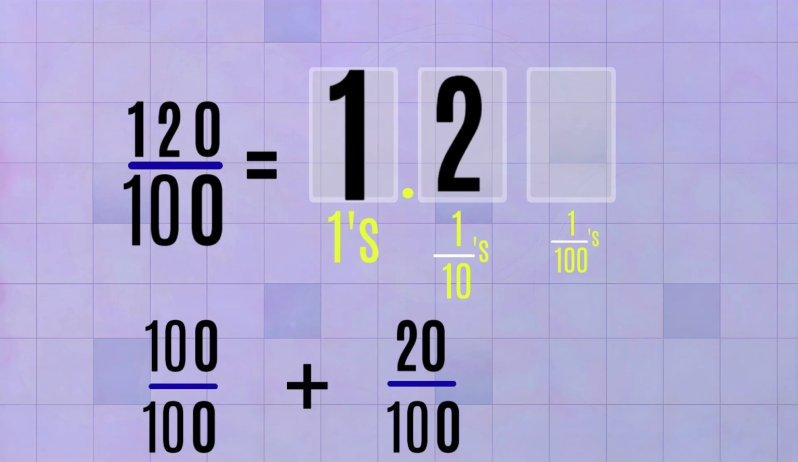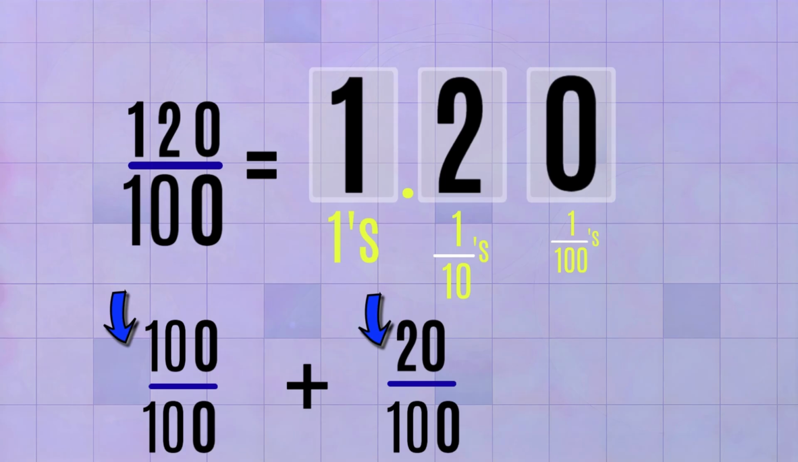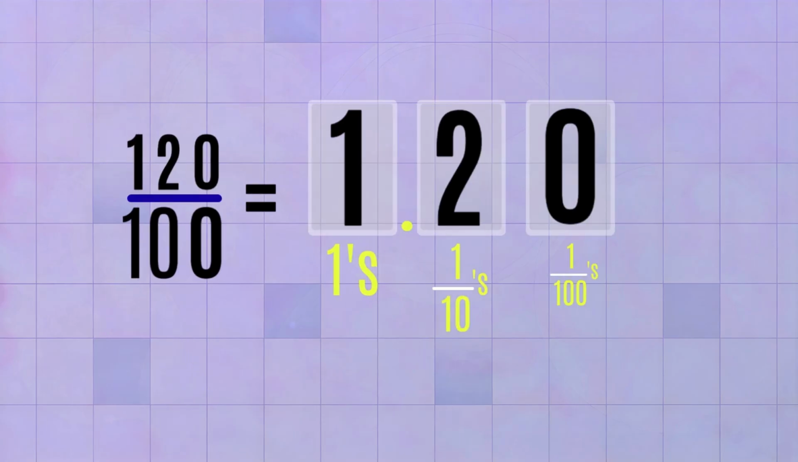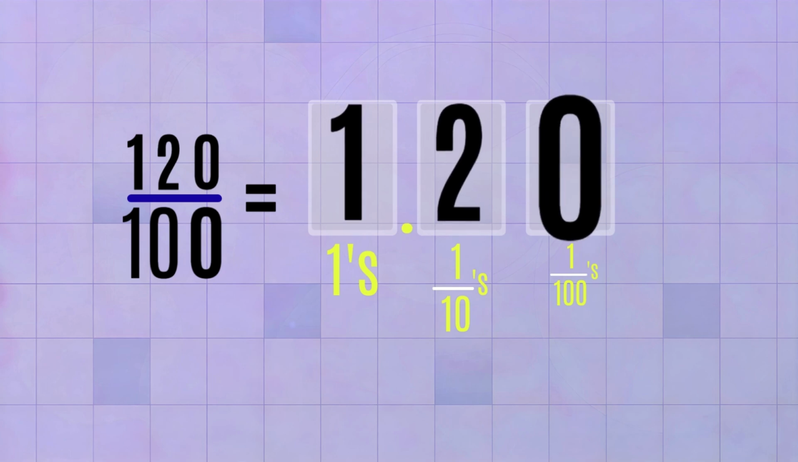Ones place gets 1, which comes from 1 whole. Tenths place gets 2 from the 20 hundredths, 2/10ths. Hundredths place gets 0 because there is nothing left for that spot, but we still write it so the decimal makes sense. So when we write the decimal, 120 over 100 becomes 1.20.